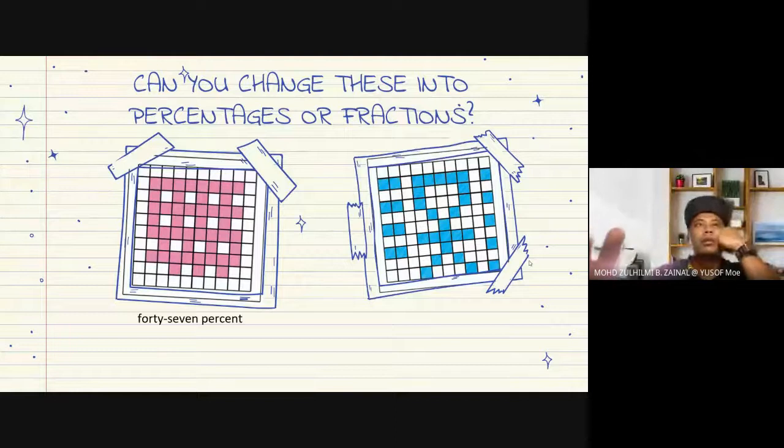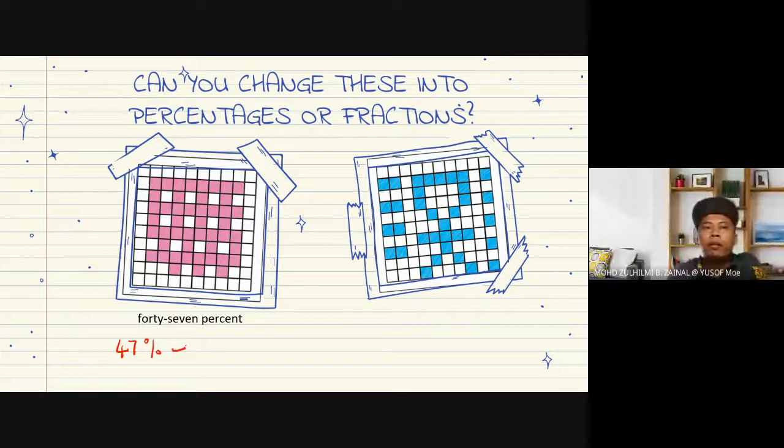Okay, so for this, you will have 47%. If the question asks you to write in words, then you have to write in words. If the question asks you to write in percentage, then you have to write in percentage. Kalau soalan macam ni, in percentage, dia bagi in words, so you just write down it as 47%.